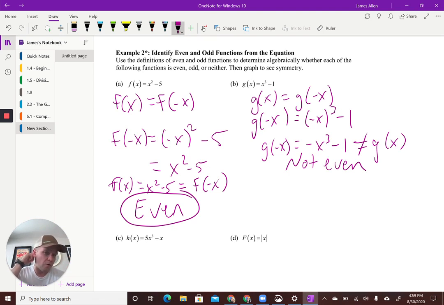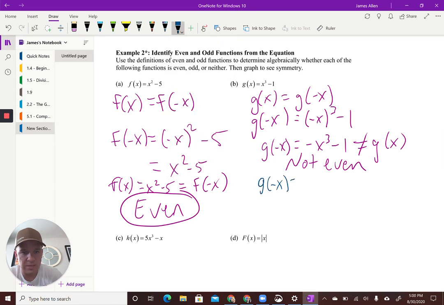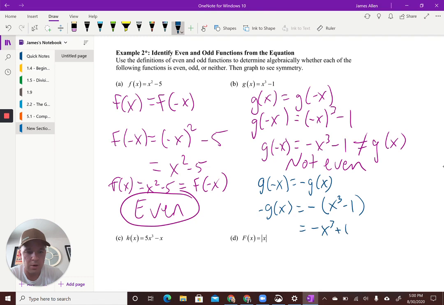But we can still test to see if it's odd. I'll switch colors for the second test here. I want to see, does g of negative x equal negative g of x? That's our question. Well, let's see what negative g of x is. I pop a negative out in front, and there are really two ways of looking at this. I can distribute this negative, giving me negative x cubed plus 1, which we know is not equal to what we got for g of negative x. So we know that this is neither.